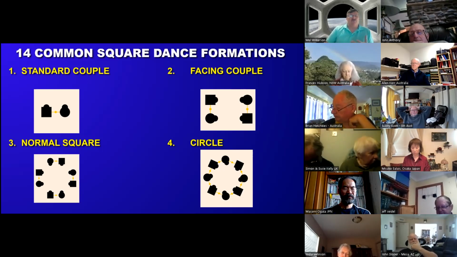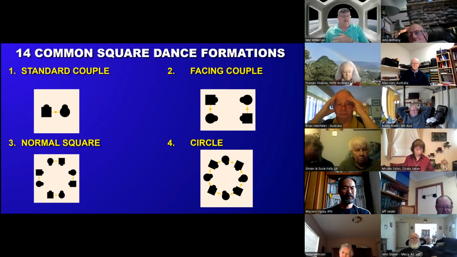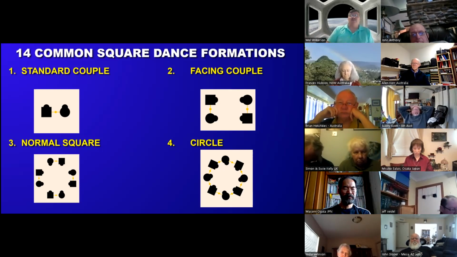The third one is the normal square. And your common moves are forward and back. Head couples do something, side couples do something, 4 ladies or 4 men do something, or face your corner, face your partner, do something. Those are your foundation movements from the square. There's a lot of other things you can do, but those are the most common.